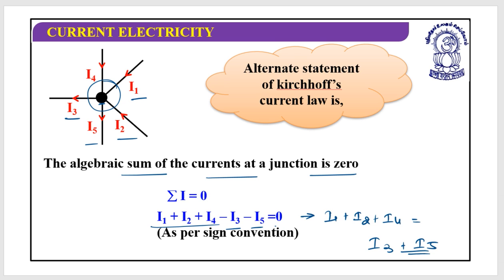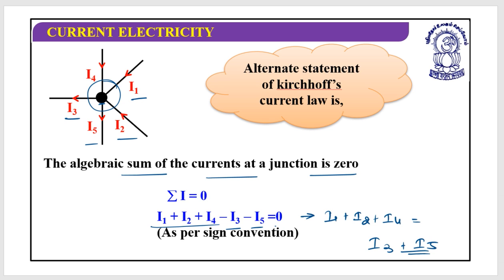So these are one or the other way to represent things. Whatever you remember, at the junction I am going to add everything with sign convention and make it zero, it is absolutely okay. Or you consider that all incoming currents should be equal to all outgoing currents. Both are saying the same thing, but you must ensure that this is the point where you are applying KCL, that must be a junction.